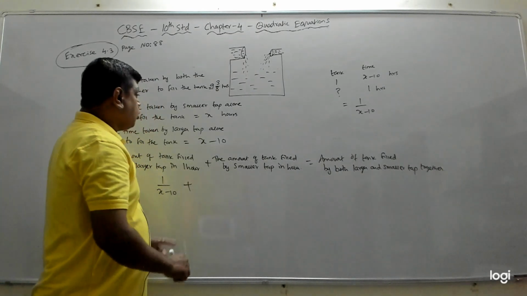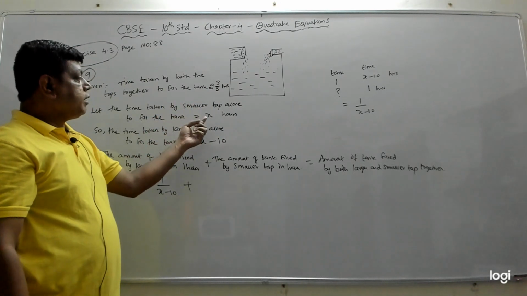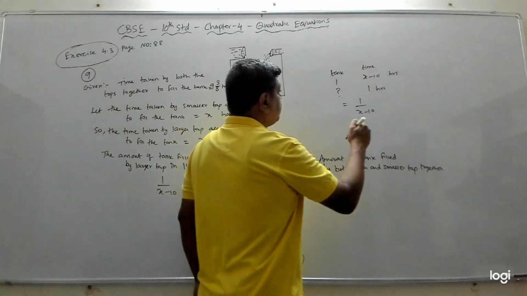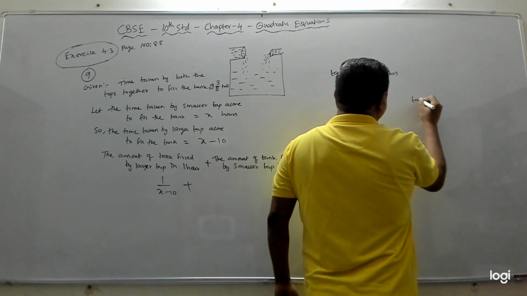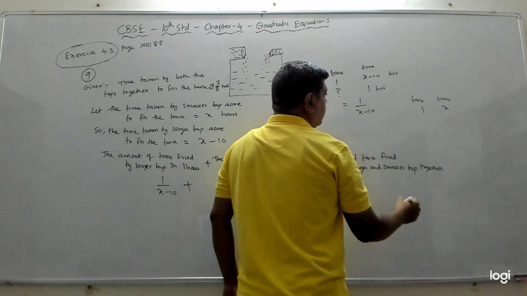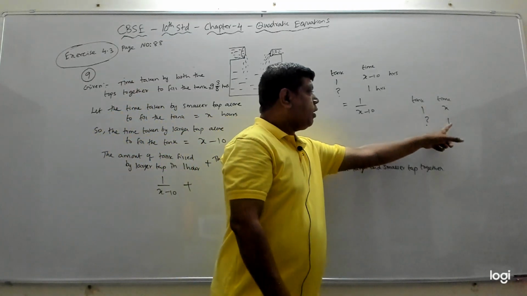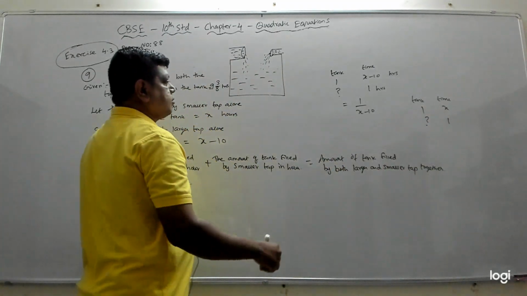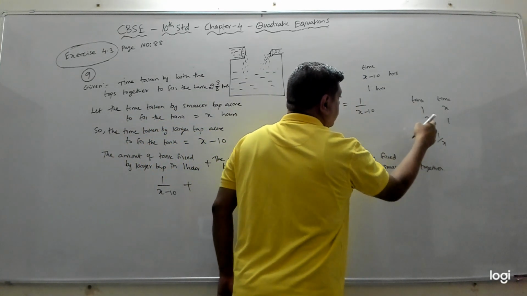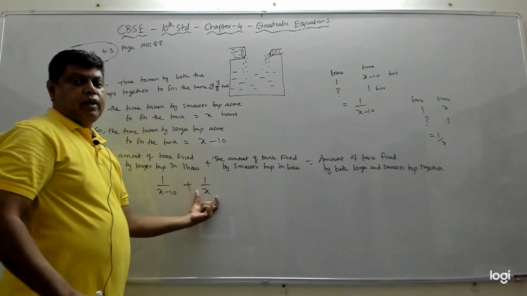Plus similarly, how many hours does the smaller tap take to fill the tank? It takes x hours to fill the full tank. So for the smaller one, same thing. Tank and time. The smaller tap takes x hours to fill one tank. In 1 hour, how much tank will be filled? Again, you do 1 into 1 divided by x, which is 1 by x. So it will fill 1 by x of the tank.